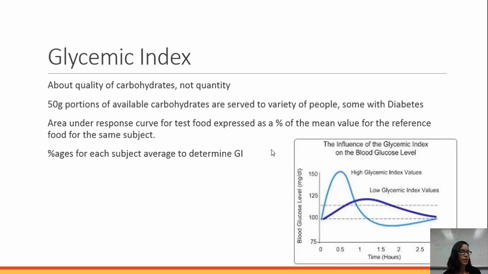How the glycemic index comes about is, like I said, they give these specific amounts of carbohydrate to a person, measure it against their response to a standard, and they do this in a number of people, usually at least 8 people, and measure their blood glucose at certain time points after consumption. The response curve is expressed as a percentage of the mean value for the reference food, and then they average the percentages for each subject to determine the GI. So here we can see for the high glycemic index, we have a much larger area under the curve, and we have a crash here. And then for the low glycemic index foods, a much smaller increase and more consistent.